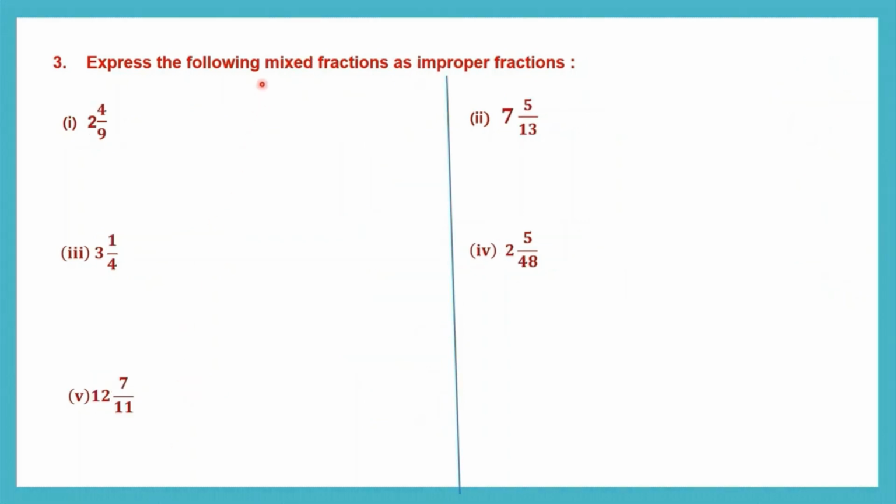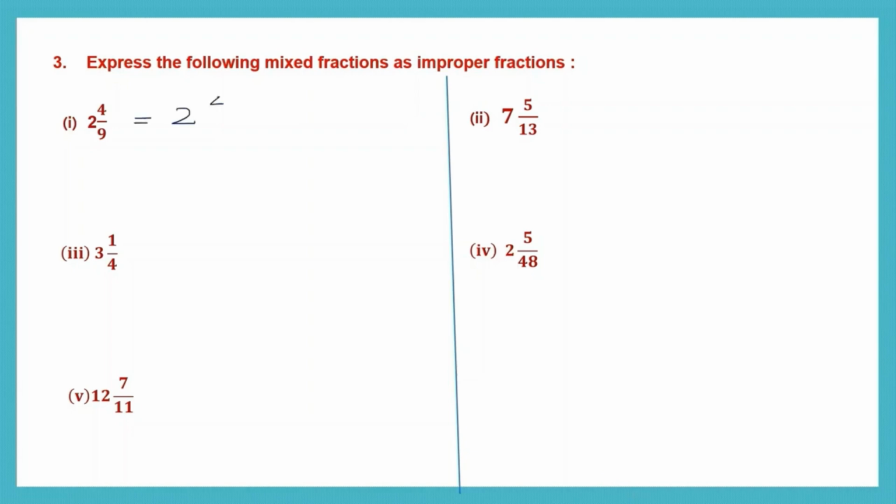Express the following mixed fractions as improper fractions. So we have 5 questions given here and as you can see they're all mixed fractions because they have a natural number and a proper fraction. Now we are going to convert these to improper fractions. So how do we do that? Let's begin with the first one. I'll teach you the first one.